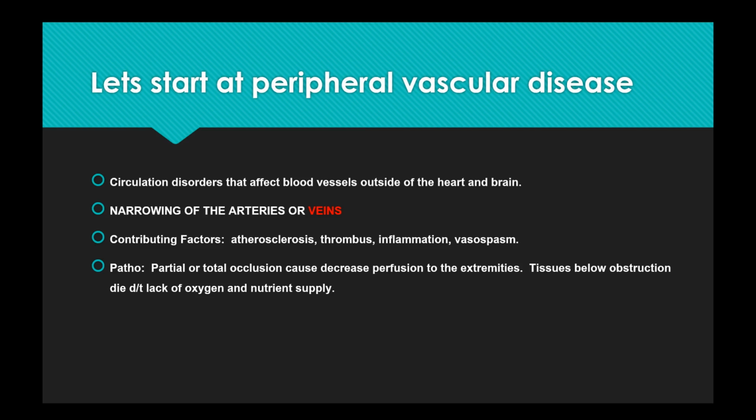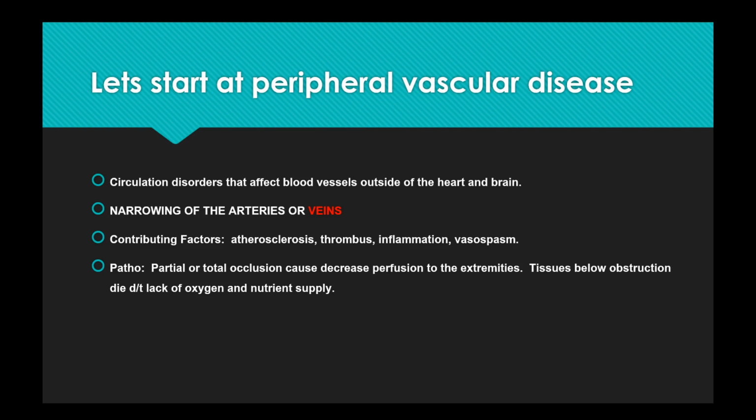So essentially it is circulation disorders that affect blood vessels outside of the heart and brain. Typically it affects the lower extremities, the legs, but it can affect arteries or veins that lead to the kidneys, that lead to other organs, upper extremities, etc.